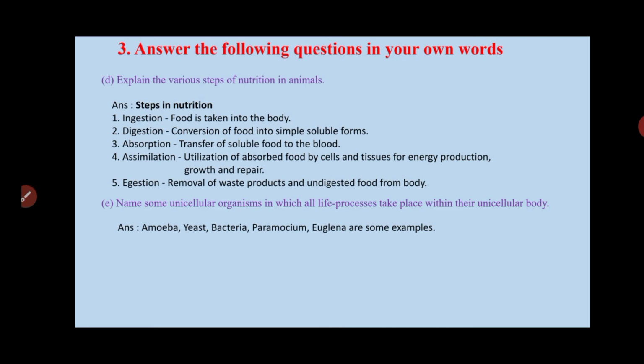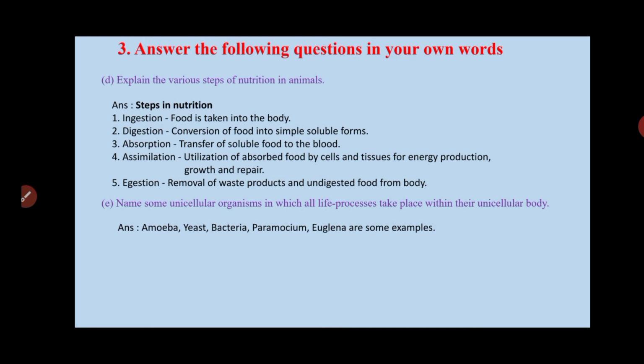Then absorption: transfer of soluble food into the blood. Simple substances are absorbed by the blood. That process is called absorption. Then the fourth process is assimilation: utilization of absorbed food by the cells and tissues for energy production. Means that the simple substances absorbed in the blood are then transferred to the cells and tissues, and the tissues use those simple substances to produce energy. That energy is used for the growth and repair of the body. That process is called assimilation.